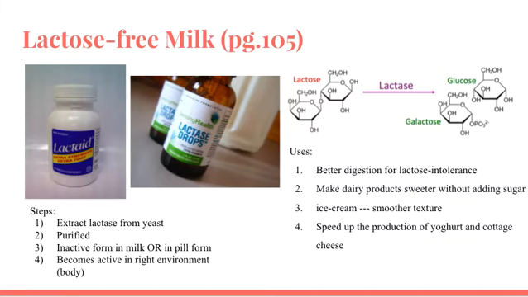First, lactase helps lactose intolerant people digest milk better. And breaking lactose down to glucose and galactose will make ice cream sweeter without adding additional sugar, because glucose is a sweeter form of sugar than lactose. Also, converting lactose to simpler forms will prevent them from crystallizing during the production of ice cream. So it gives ice cream a smoother texture.